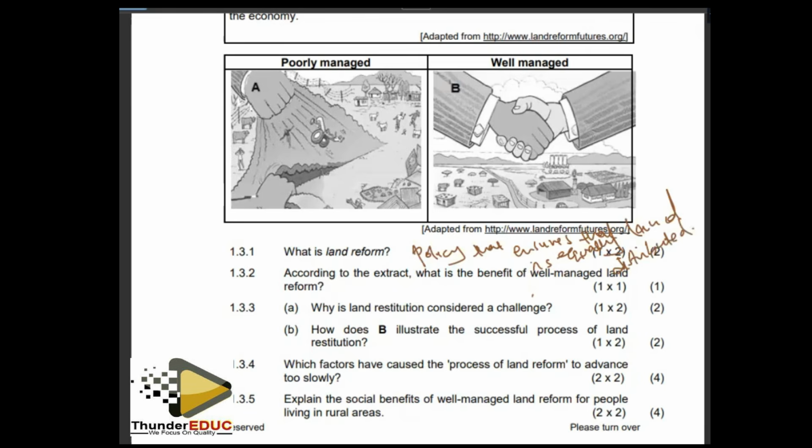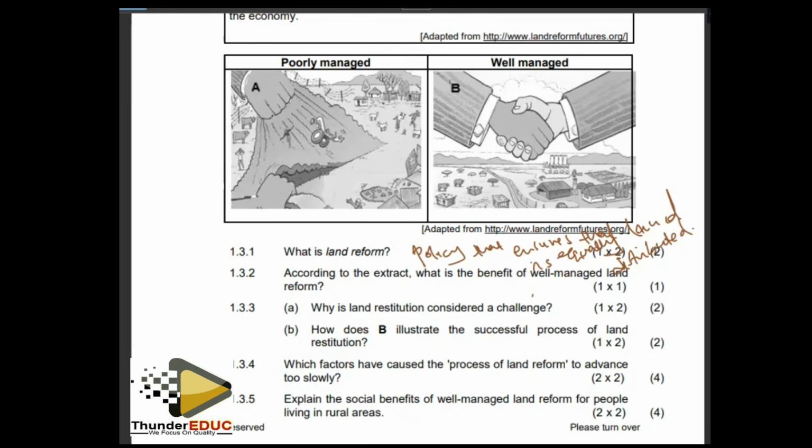In other words, it's mainly to make sure that everyone has a share of the land where they stay equally, whether you are poor, rich, black, Indian, coloured, white, etc. Not to say that land is only for a certain few. So that is a policy that brings about equitable distribution of land, a policy that ensures that land is equally distributed to all the citizens of the country.